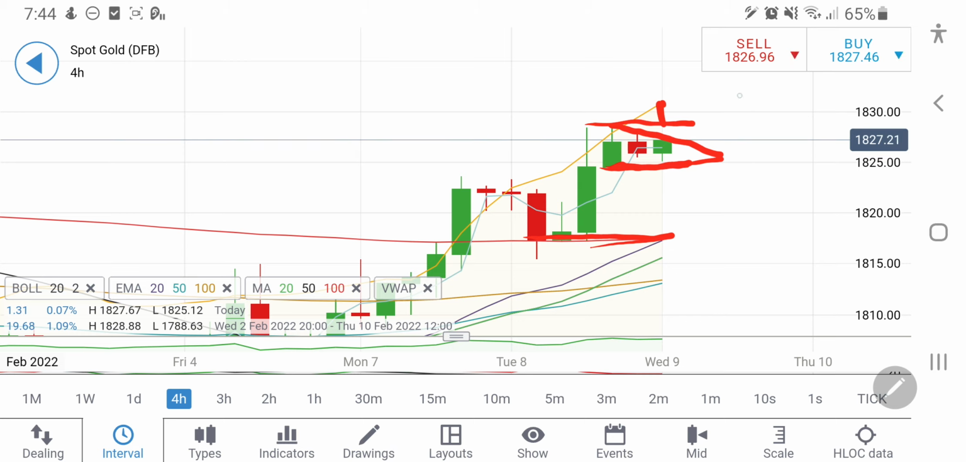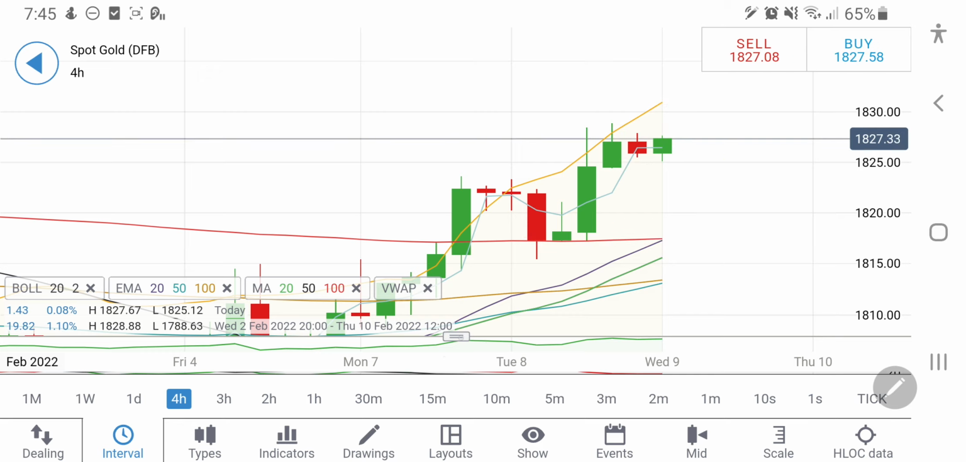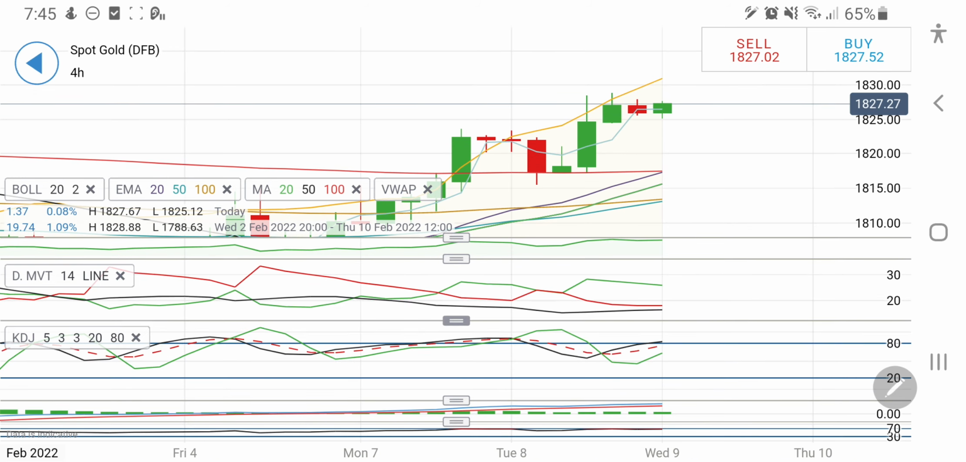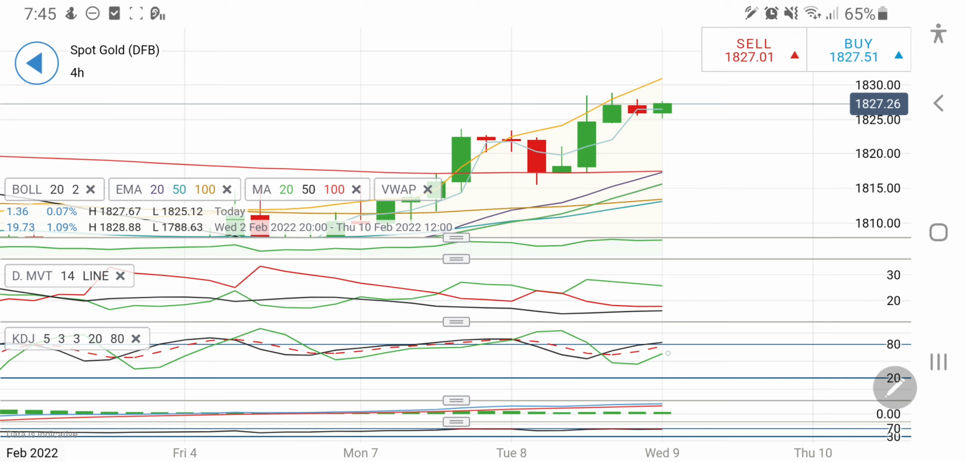Also look at the downside support. Once it breaks 1824, there will be a support coming into picture here at 1821, then 1817, and below 1817 you can see here 1815 and 1813 levels, and then 1805 will come into picture. But this is on the 4-hour charts. Remember, we have to look into the different time frame charts also to come up to a perfect conclusion.